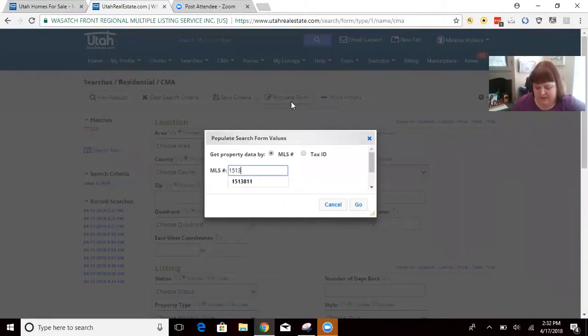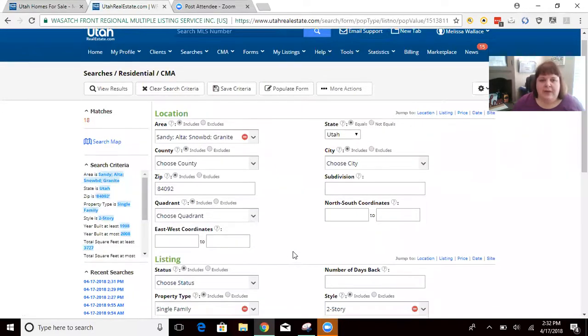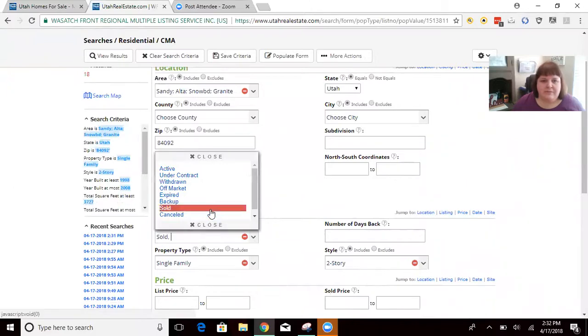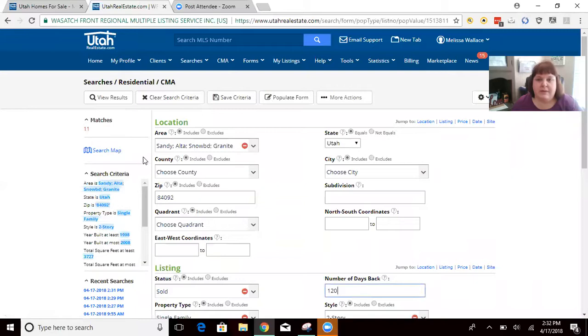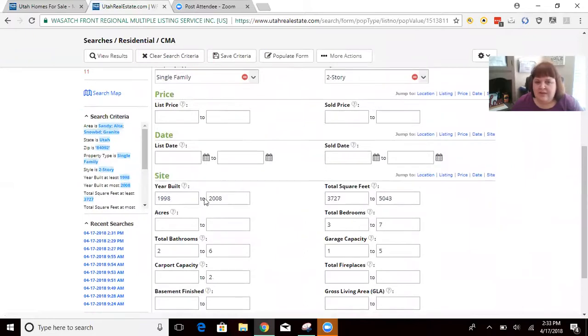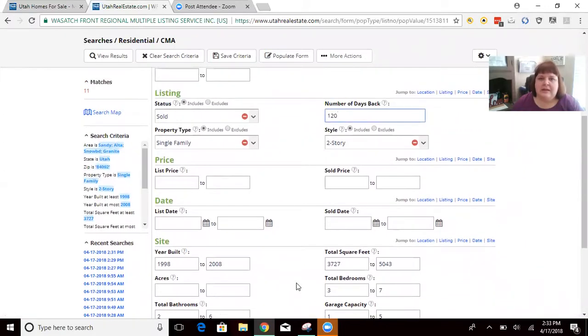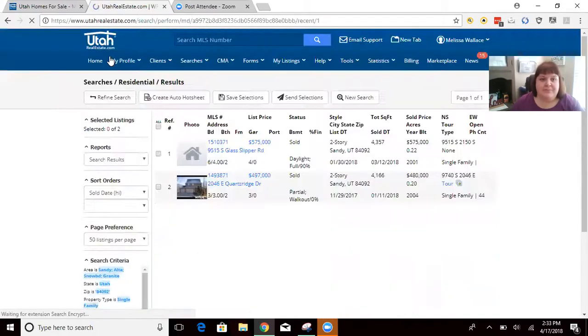Sorry, I want to make sure I get the number right. Okay. So it gives me 18 choices until I choose sold. And it gives me 11. You can see here the choices, the comps that come up. I'm going to go 120 days, make sure it's a 2-story. The age is right, 98 to 2008. The square footage is right. Bedrooms and baths are right. All of that. So I'm left with 2 choices, okay? When I do 120 days and I do sold and all of that.